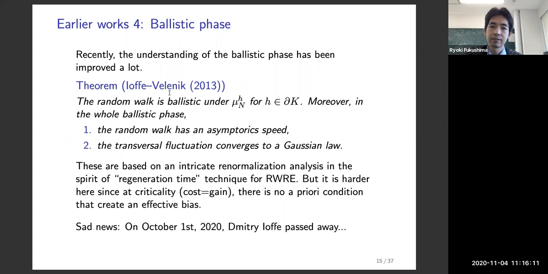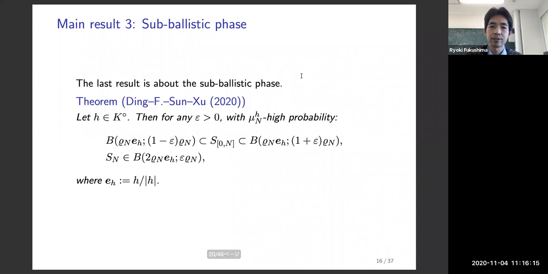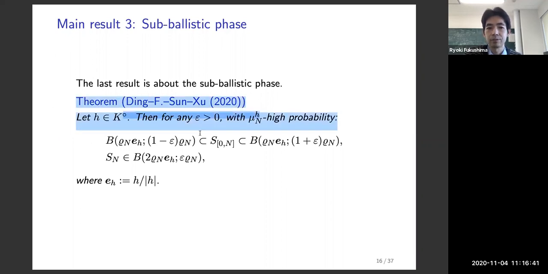But by this result, the ballistic phase is fortunately very well understood. Our final result is about the sub-ballistic phase. In the sub-ballistic phase, there was a partial result by Schnittmann saying that the displacement is of small order n to the d over d plus 2. But if you look at the partition function asymptotics, which I will tell you about later, it's natural to expect that the behavior is almost the same as in the unbiased case. And the last theorem of ours establishes that.